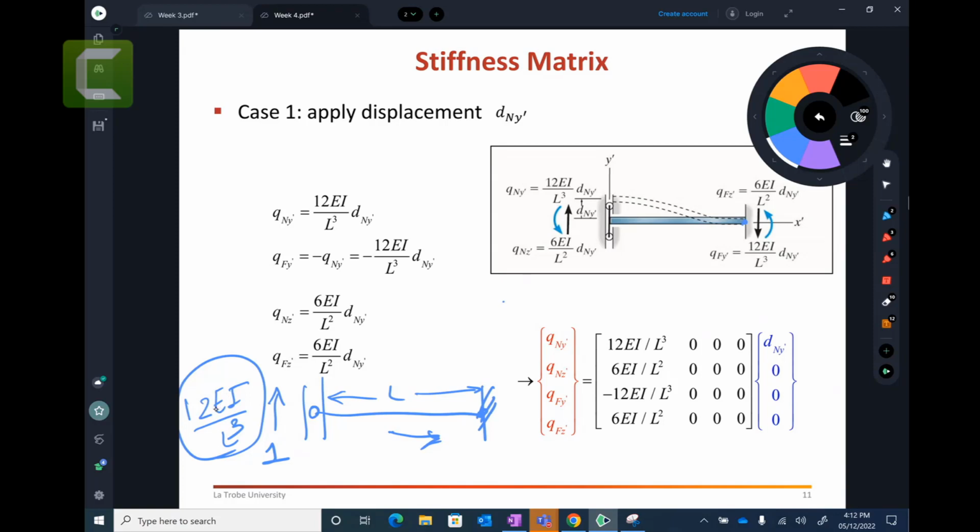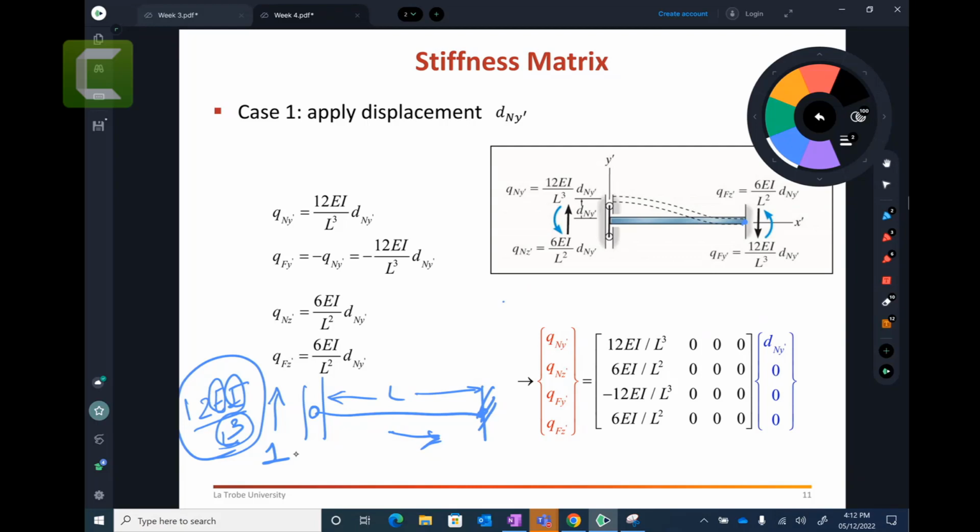If I have more E and more I, I need more force to create this. If your length is increasing, that is inversely proportional. If your length increases, it is very easy for me to do this. If I have a very small length, it is very difficult. If I have a long length, I can easily do it. So that is 12 EI on L cubed. I hope you understand that is the amount of force required to create a unit displacement, whether 1 centimeter, 1 millimeter or 1 meter. There is no unit for one. We just say 1.